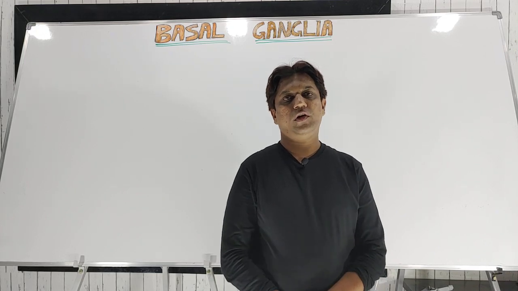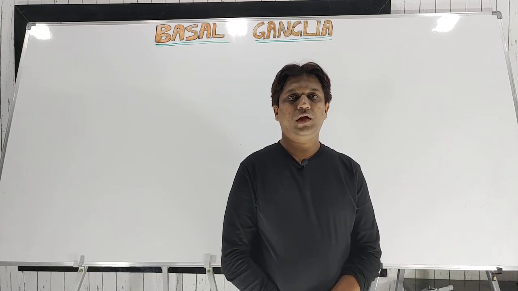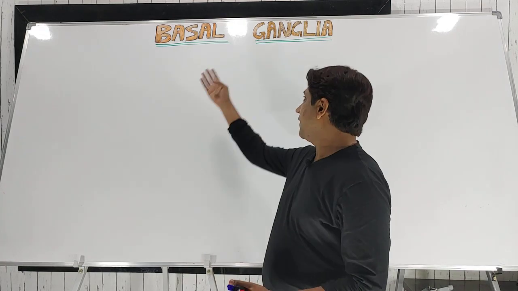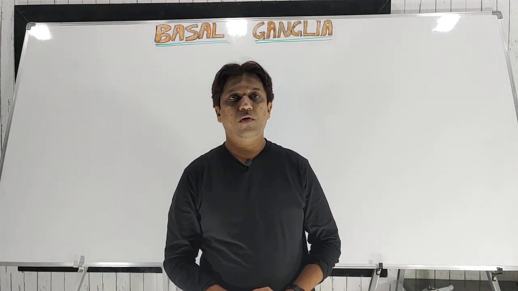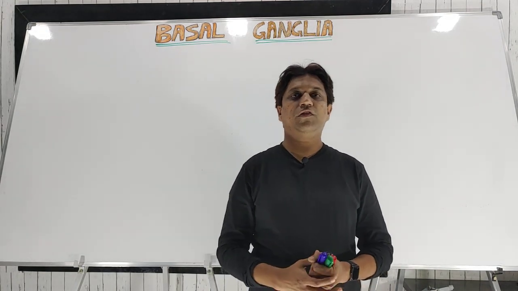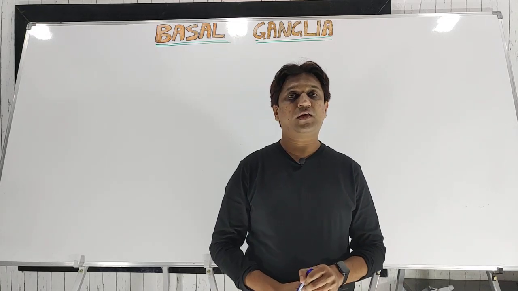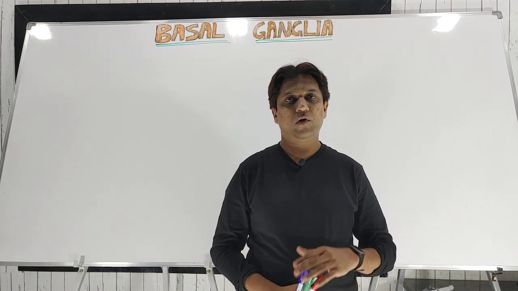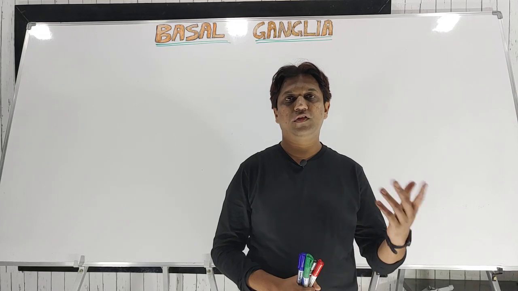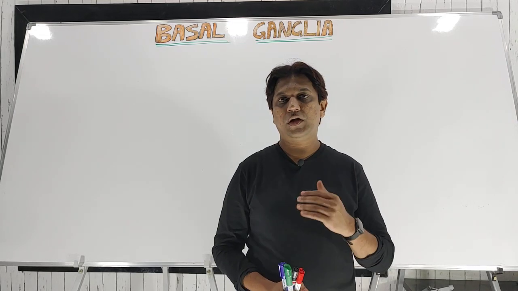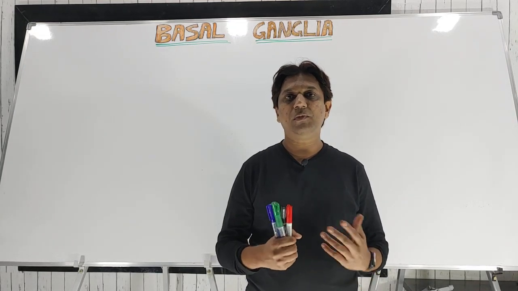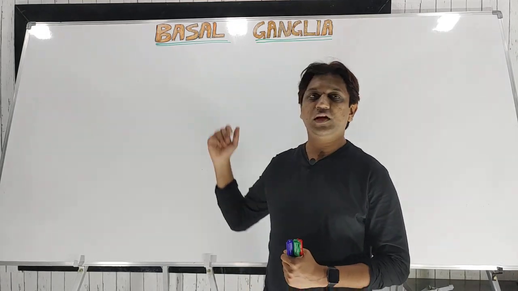Today we are going to discuss one of the very important topics in the nervous system, that is basal ganglia. One of the disorders related to basal ganglia is Parkinson's disease. We are going to discuss Parkinson's disease separately in the next lecture, but today we are going to discuss the anatomy and physiology of basal ganglia.